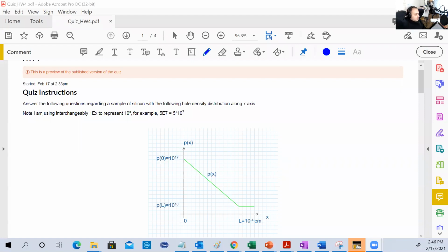Hello guys, so this is just a short video giving you some tips about homework 4. We have solved a similar problem when we talked about diffusion current in PN junctions, and here is a simpler example. It's really simpler than the ones that we took.